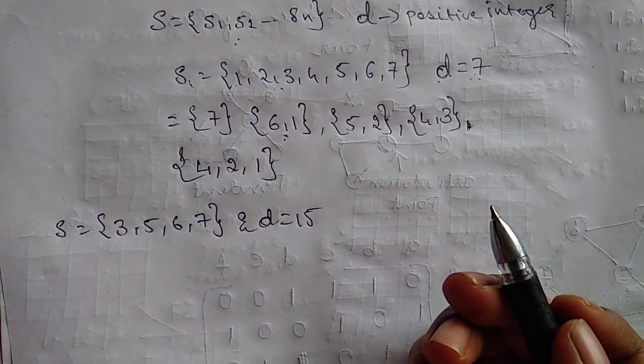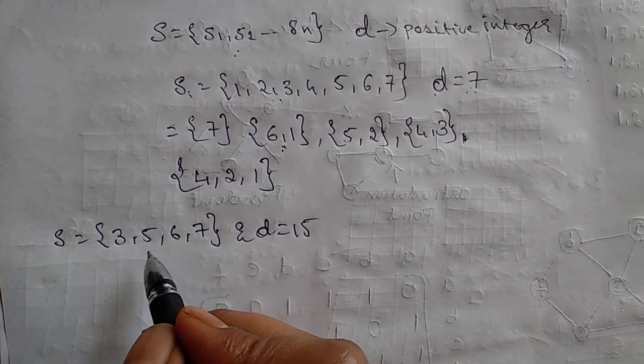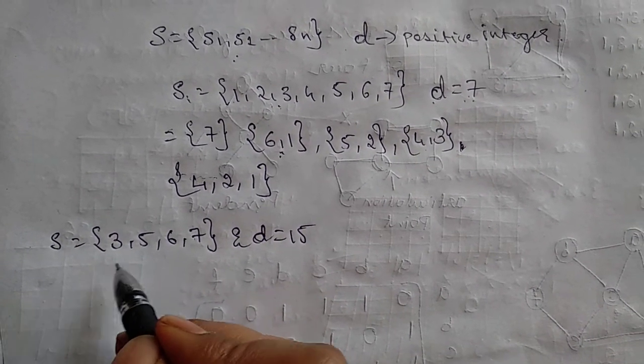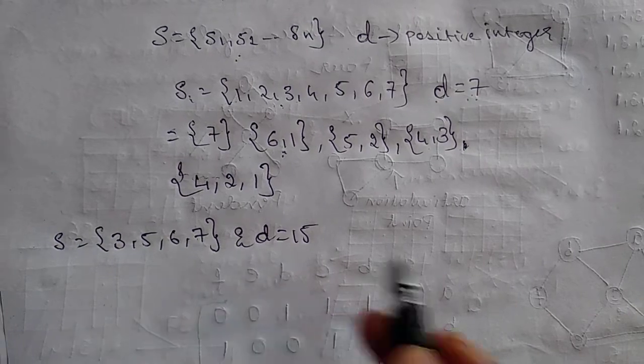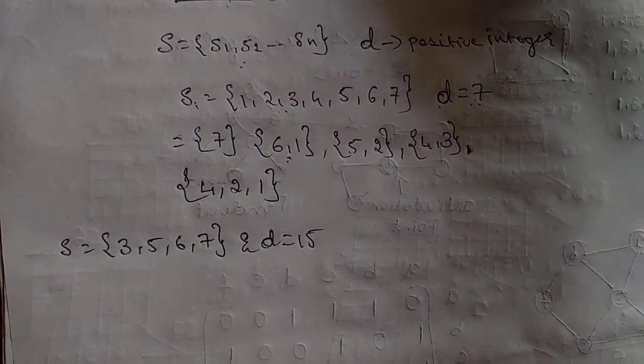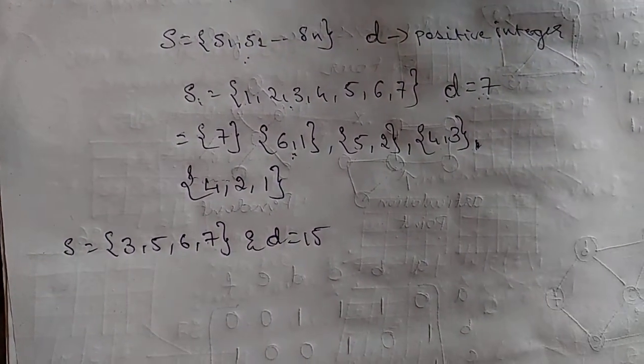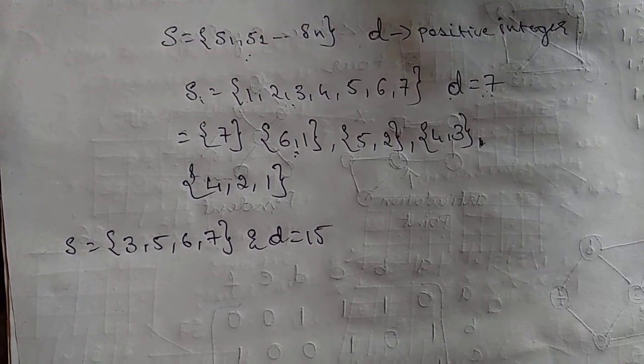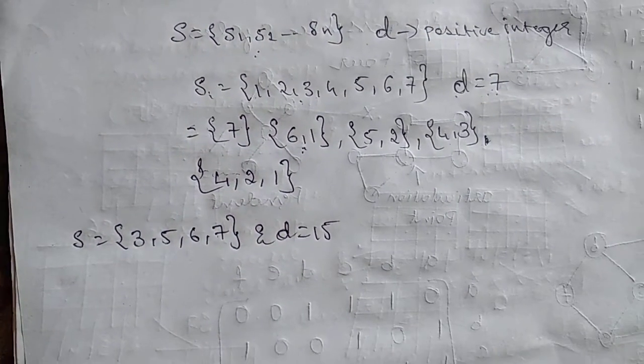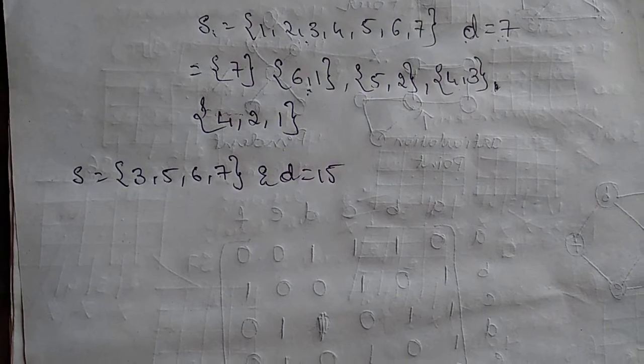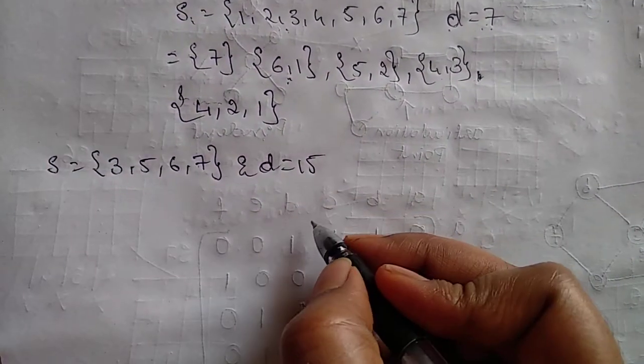Apply backtracking to solve the following instance of the subset sum problem with S = {3, 5, 6, 7} and D = 15. Now, if D is equal to 15 and S is equal to 3, 5, 6, 7, then what do you have to do? We know we always have to construct the state space tree in the subset sum problem.